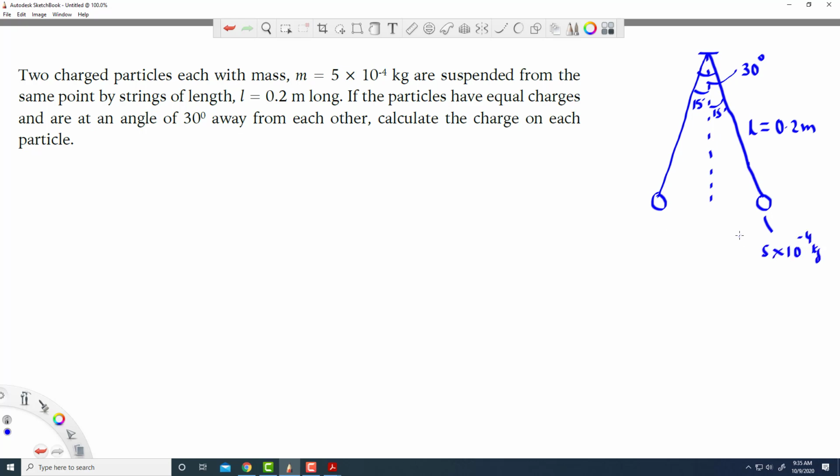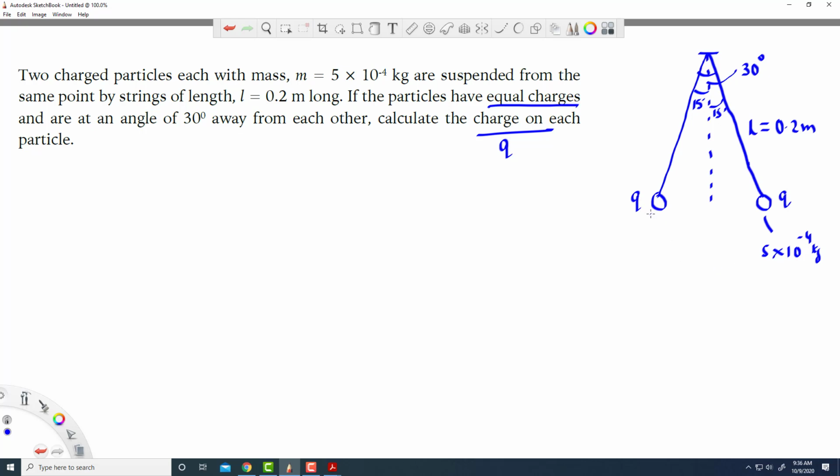And again, they are repelling each other because they are the same kind of charge, they have equal charges. So what is the charge on each of the particles? We want to find Q. Okay, so this one has Q and that one also has Q, same charge. So how do we solve this problem? This is a force problem.